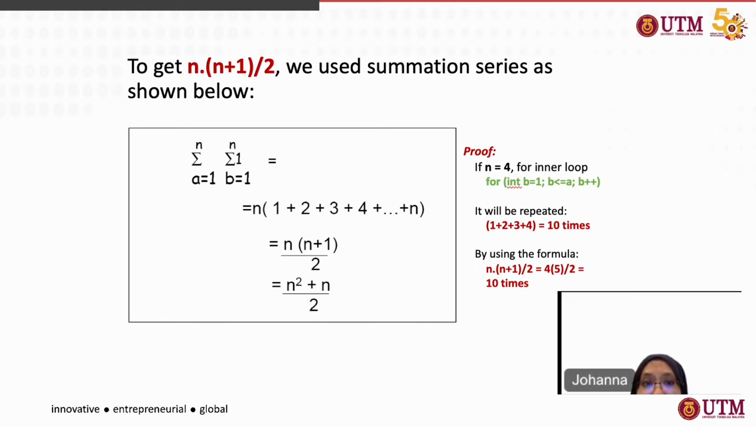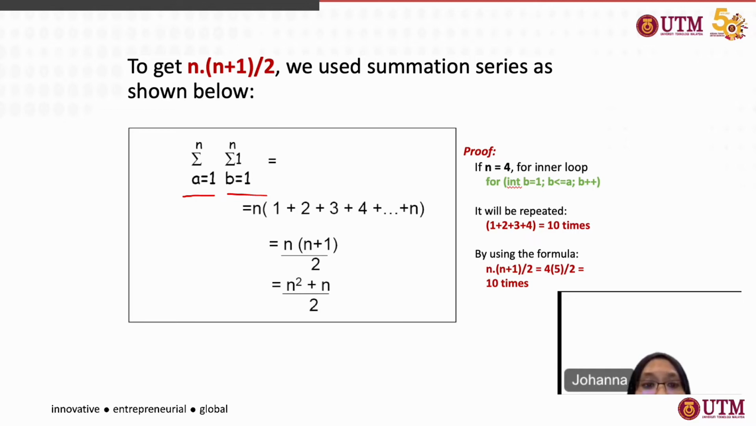Series, okay, as shown below. Okay, so let's say like this. In this case we can see we have two: one is variable a, and the second one is variable b. Okay, so you can see here that for the first loop, it will be up to n. Okay, and b is also up to n.